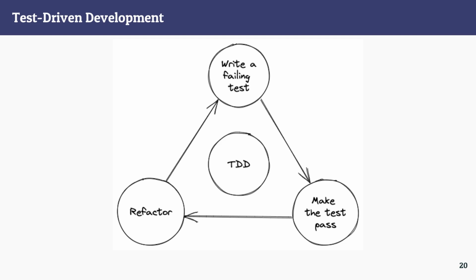Now that the requirements are satisfied, review the code and refactor. This cycle is repeated until all the features or functionalities are implemented and tested. The tests serve as a documentation and verification of the code behavior.